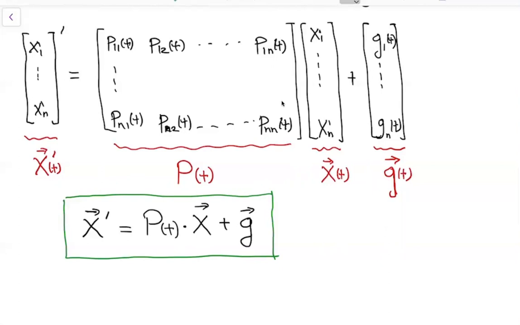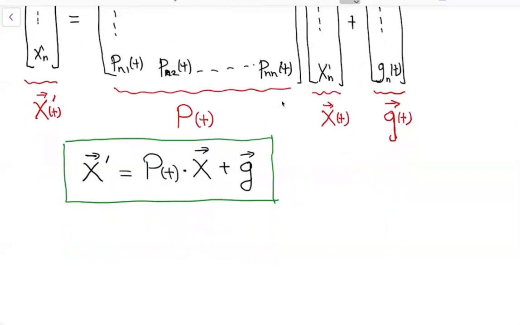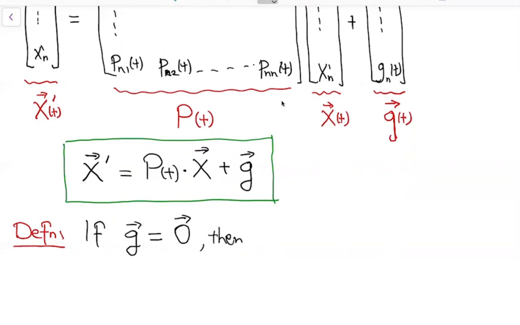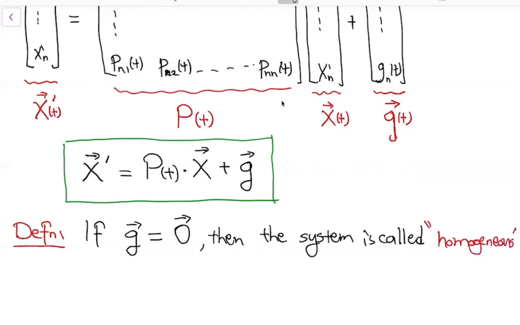Now, I want to say a couple of things. Here is a definition. If this G vector is equal to the zero vector, then the system is called homogeneous. Otherwise, it is non-homogeneous.